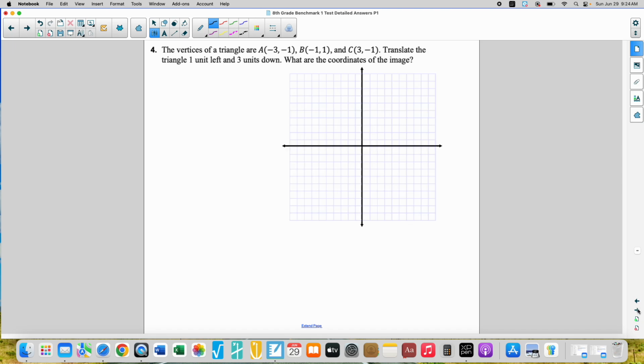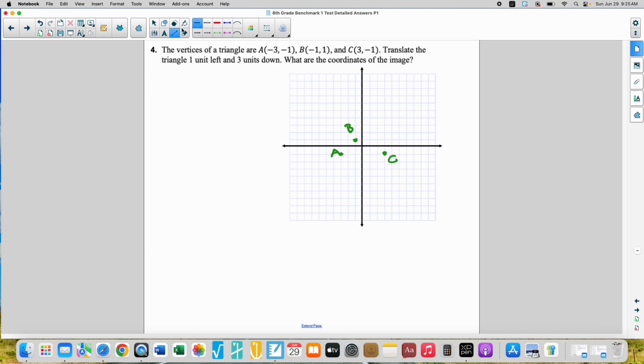Number 4, the vertices of a triangle are A, B, and C. Translate the triangle 1 unit left, 3 units down. What are the coordinates of the image? So let's draw that initial image. Negative 3, negative 1. This is where our A point is. Negative 1, 1 is where B is. And C, which is 3, negative 1, is here.